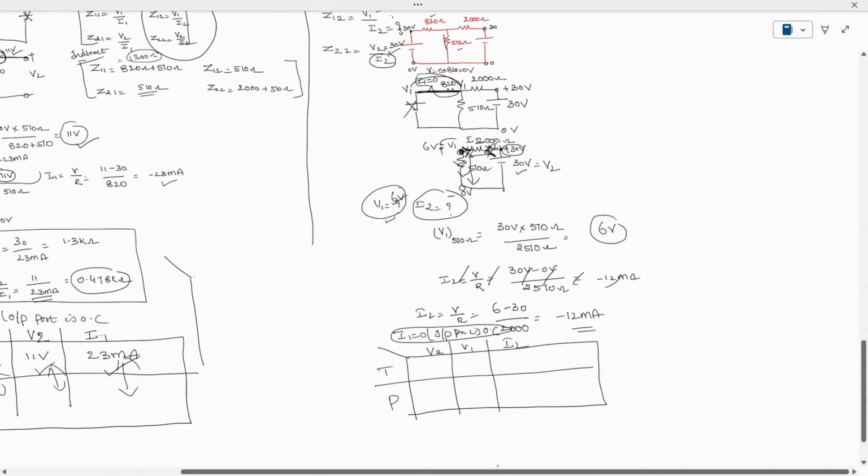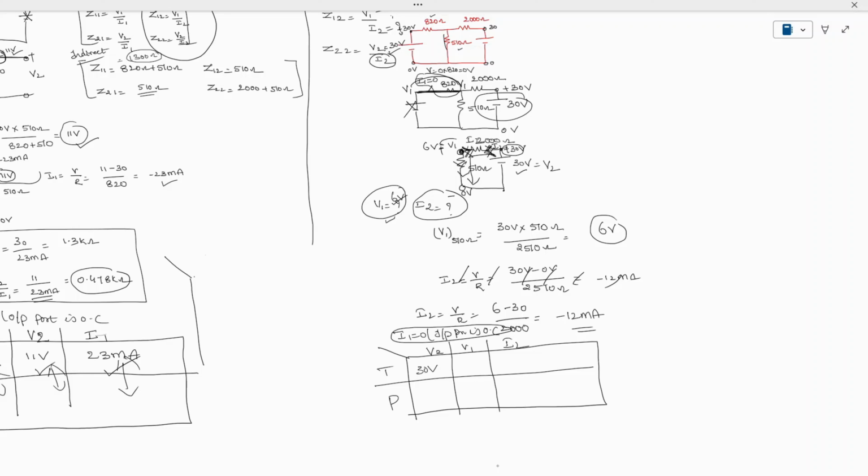The value of V2 we are applying is 30 volts. The value of V1 we obtained is 6 volts, and we had taken the current in this direction. If you have any doubt in this, you can check it like this. Here you have 510, and here you have 30 volts, and here you have 2000. Previously I was taking the current in reverse. Now I am taking the original current direction, and the voltage at this point is nothing but 6 volts.